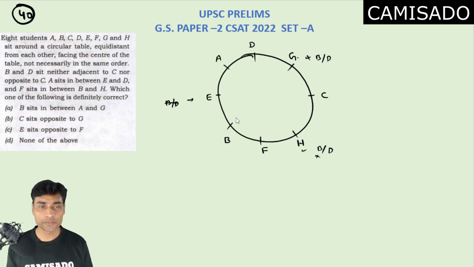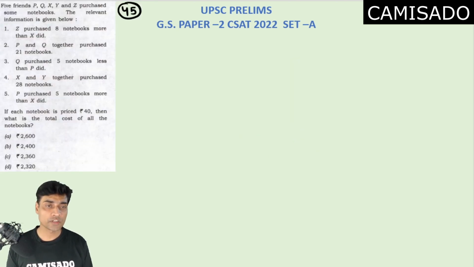Now go for the options. B sits in between A and G? No, not possible, D is between A and G. C sits opposite to G? No, C is sitting adjacent to G. E sits opposite to F? No, E sits opposite to C, not F. So none of these will follow. So D is the correct option, none of these.